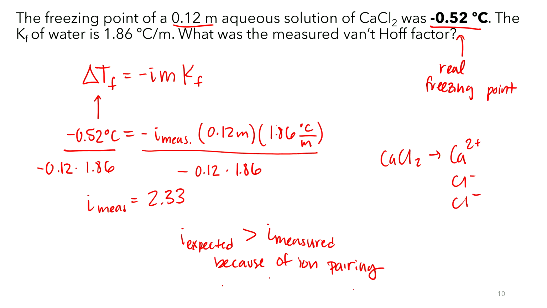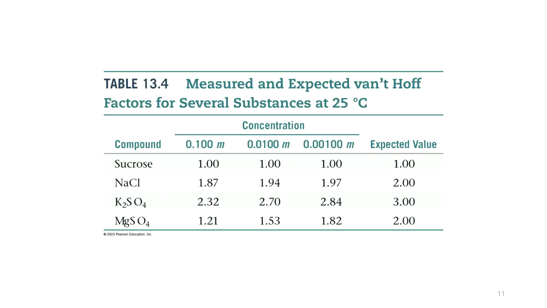All right, so let's remind ourselves about ion pairing. Okay, so here's the table. We're looking at a non-electrolyte. It's always 1, that doesn't change. Then we have NaCl, which has an expected of 2. I wish they had oriented this the other direction, maybe. But here's what we expect, because that would be Na+ and Cl-. At this low concentration, we're pretty darn close to 2, because it's 1.97.